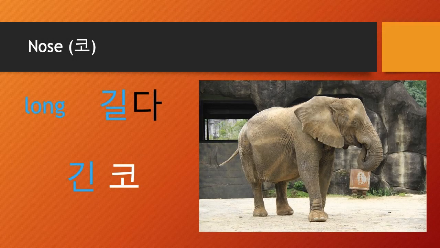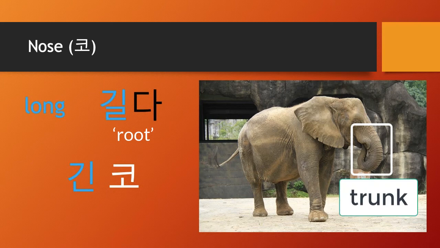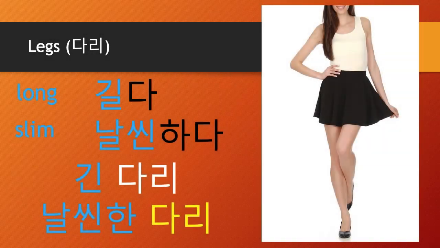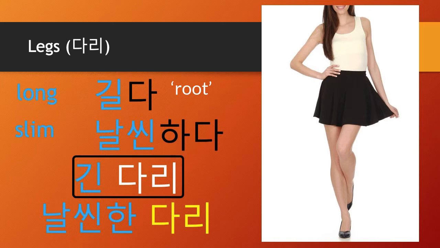Next one is for long. The root word in Hangul for long is 길다. For this one, we use 니은, and the describing adjective becomes 긴. So long nose is 긴 코. The English word for describing an elephant's nose, the long nose, is trunk. But in Hangul, there's no separate word for it, and they just call it 코 as well. Long is 길다, so long legs are 긴 다리.